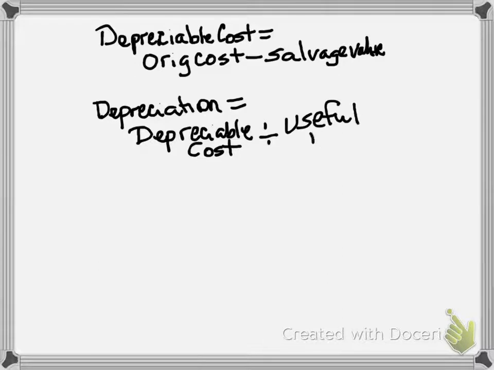Remember, the useful life is how long we're going to be able to use this equipment in our business. I'll remind you the definition of salvage value is the amount that we think we could sell the item for at the end of that useful life. So these are the two steps in calculating depreciation. You must first calculate depreciable cost, original cost minus salvage value. Once you have that depreciable cost, you divide by useful life to get the depreciation.